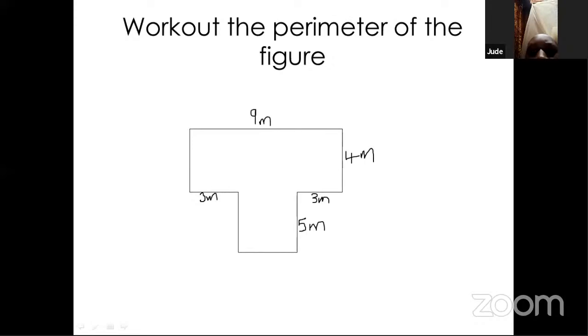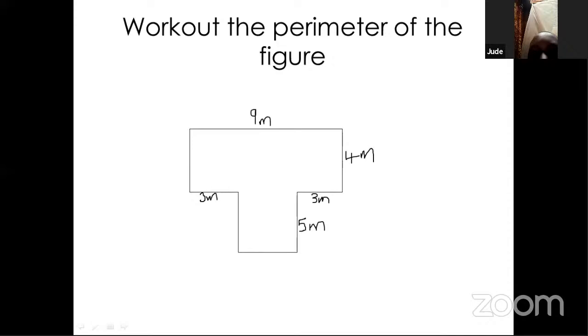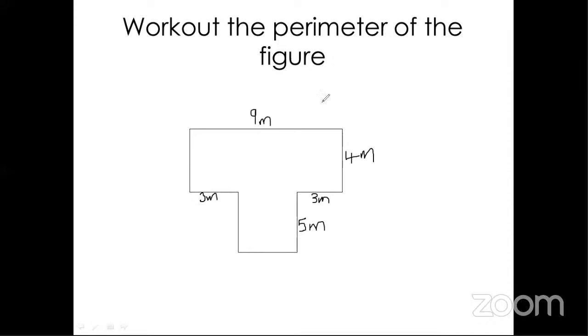Perimeter is the total distance around a given figure. Yeah, Jude, thank you so much for that wonderful definition. We said that perimeter is the total distance around the given figure. So if they ask you to find the perimeter of a given figure, that means you are supposed to add all the distance around that figure.